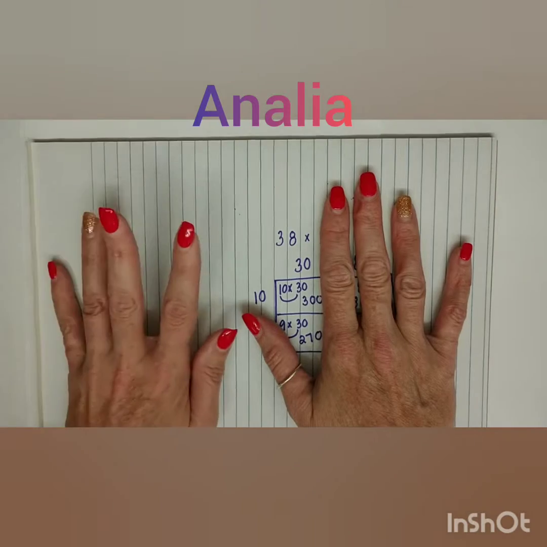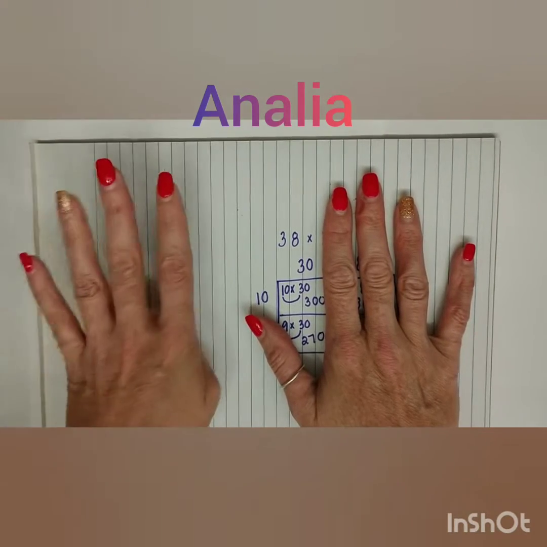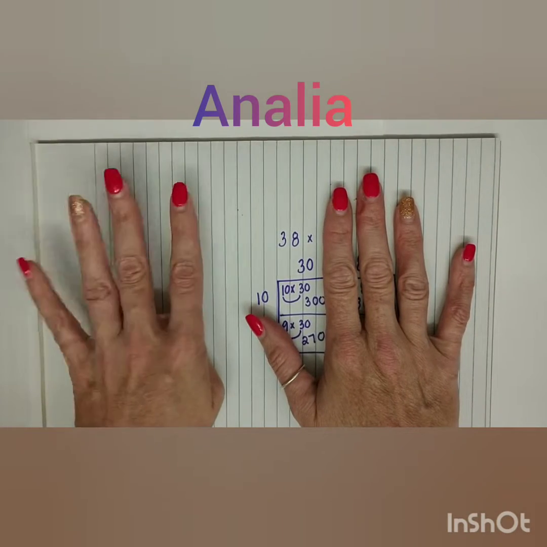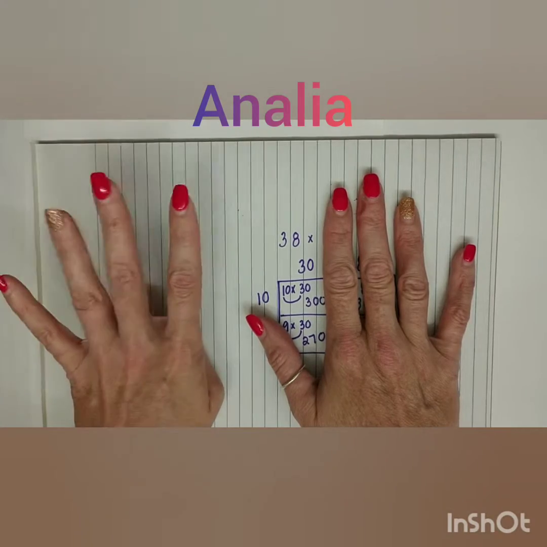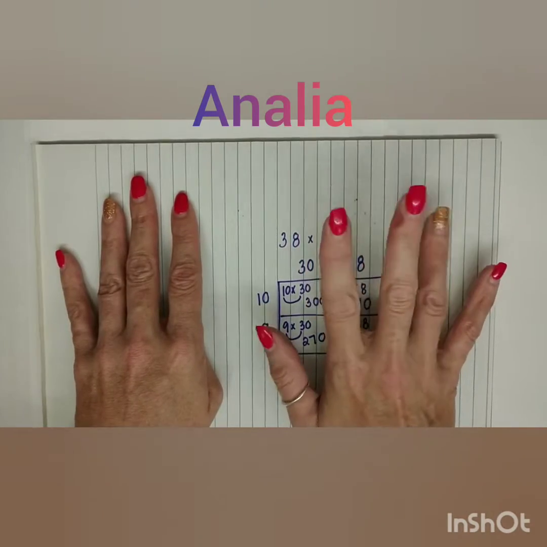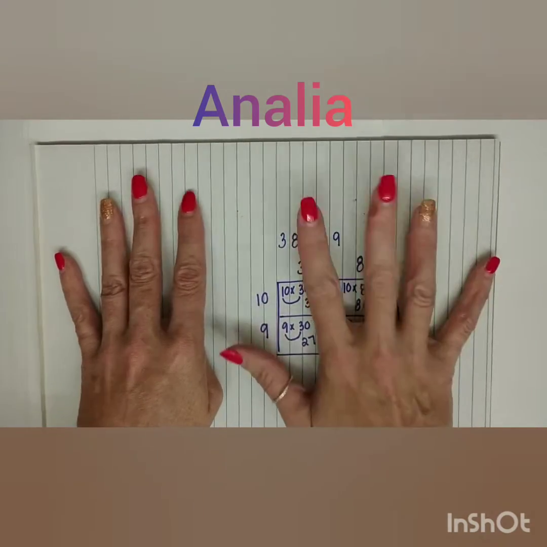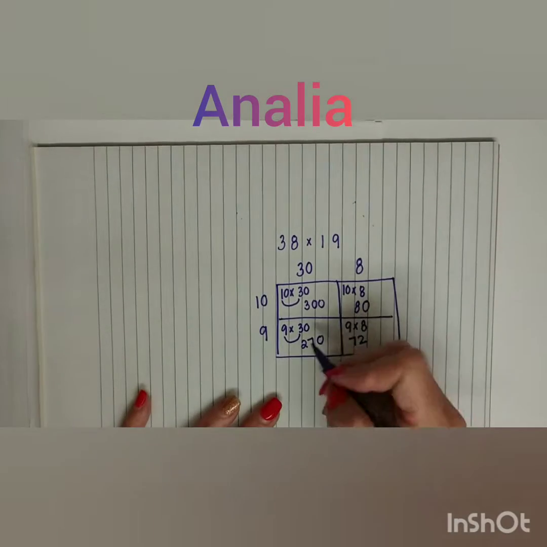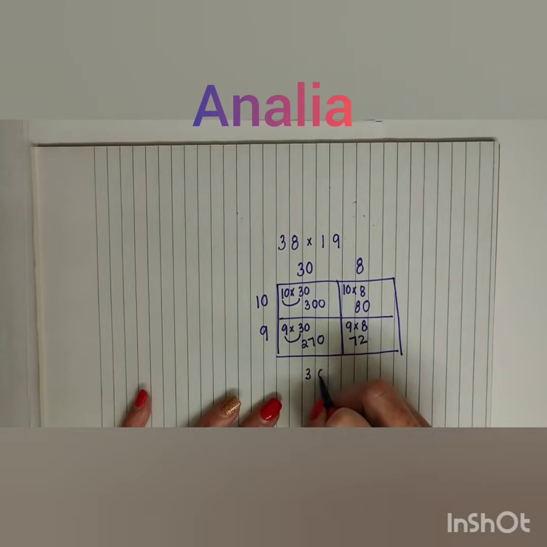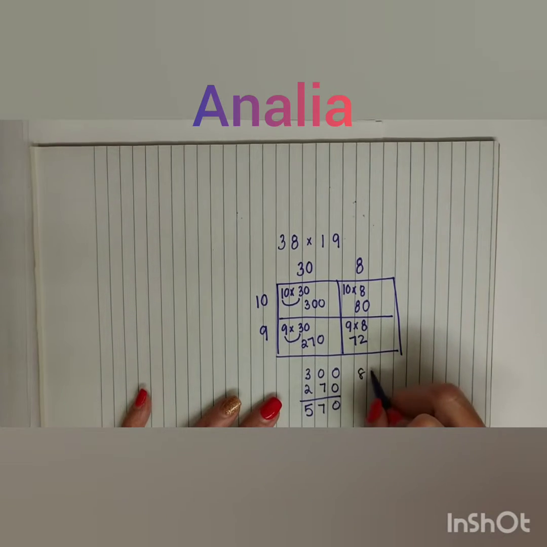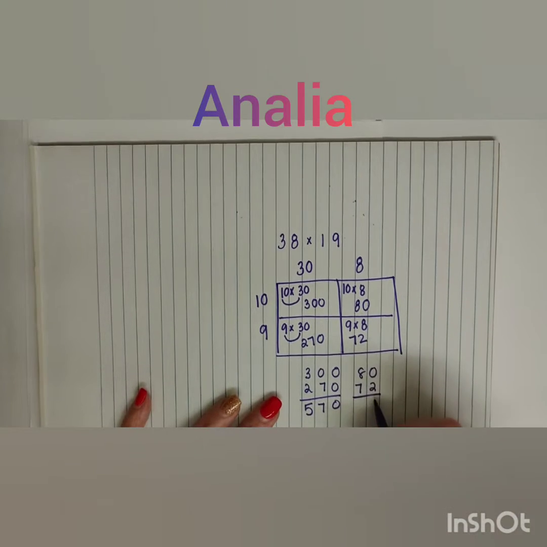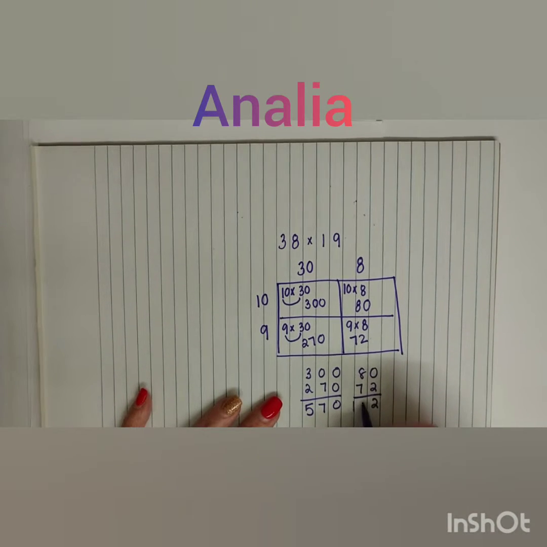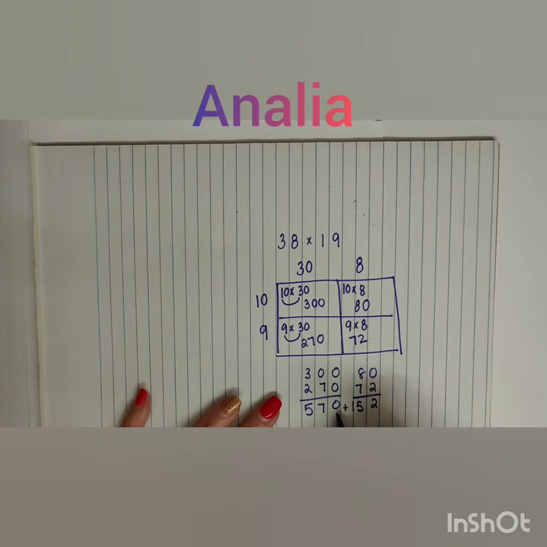9 times 5: 1, 2, 3, 4, 5. Finger down. Everything to the left of my finger down are my 10s: 10, 20, 30, 40. And everything to the right are my 1s: 1, 2, 3, 4, 5. 45. Once I have that, I then add my pieces. So 300 plus 270 is 570. 80 plus 72 is 152. And then I add those together.